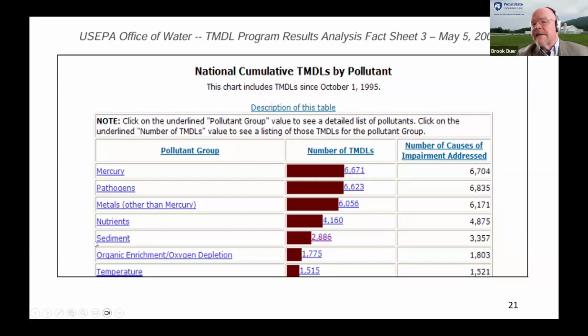So there are a lot of successes here. I don't mean to make it sound as if every TMDL is questionable, and did it work?